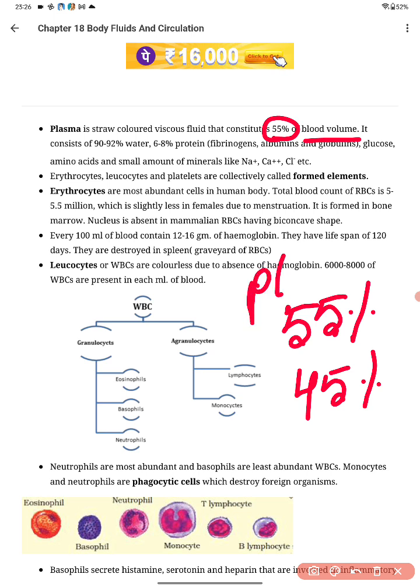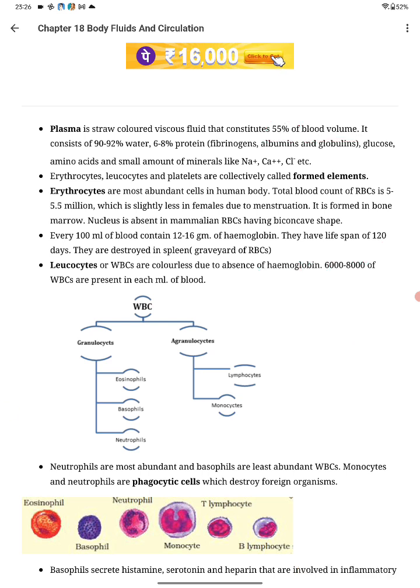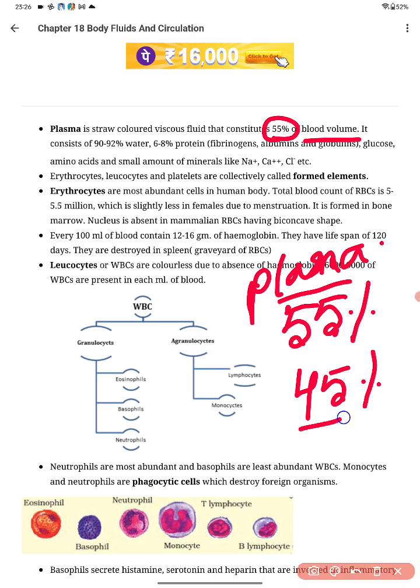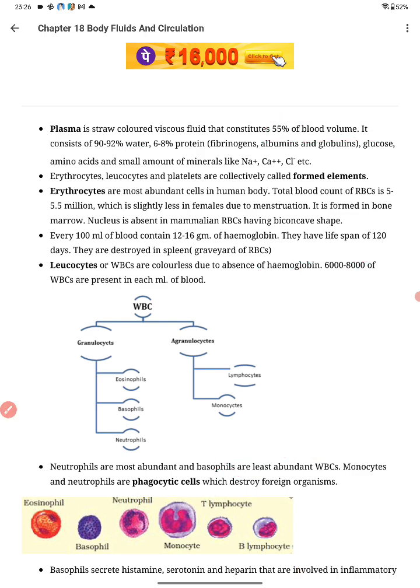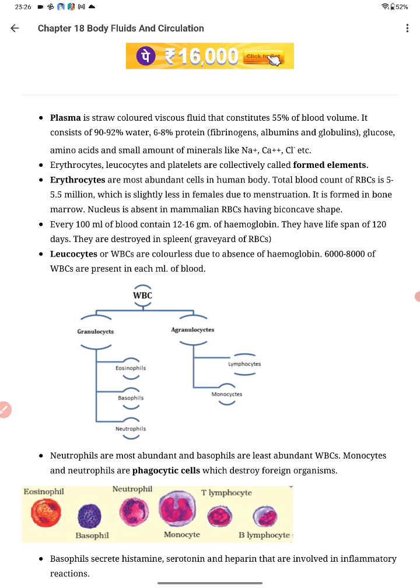So plasma is how much? 55%, and formed elements are 45%. Okay, and plasma, what are there? 90 to 95%, 92% water is there, 6 to 8% proteins. And protein, you have different types of protein. Three types of protein are there: fibrinogen, albumins and globulins. You have glucose, you have amino acids, and you have small amounts of minerals like sodium, calcium and chloride, etc. I'll tell you in the type of flow chart. Okay, I'll summarize this.